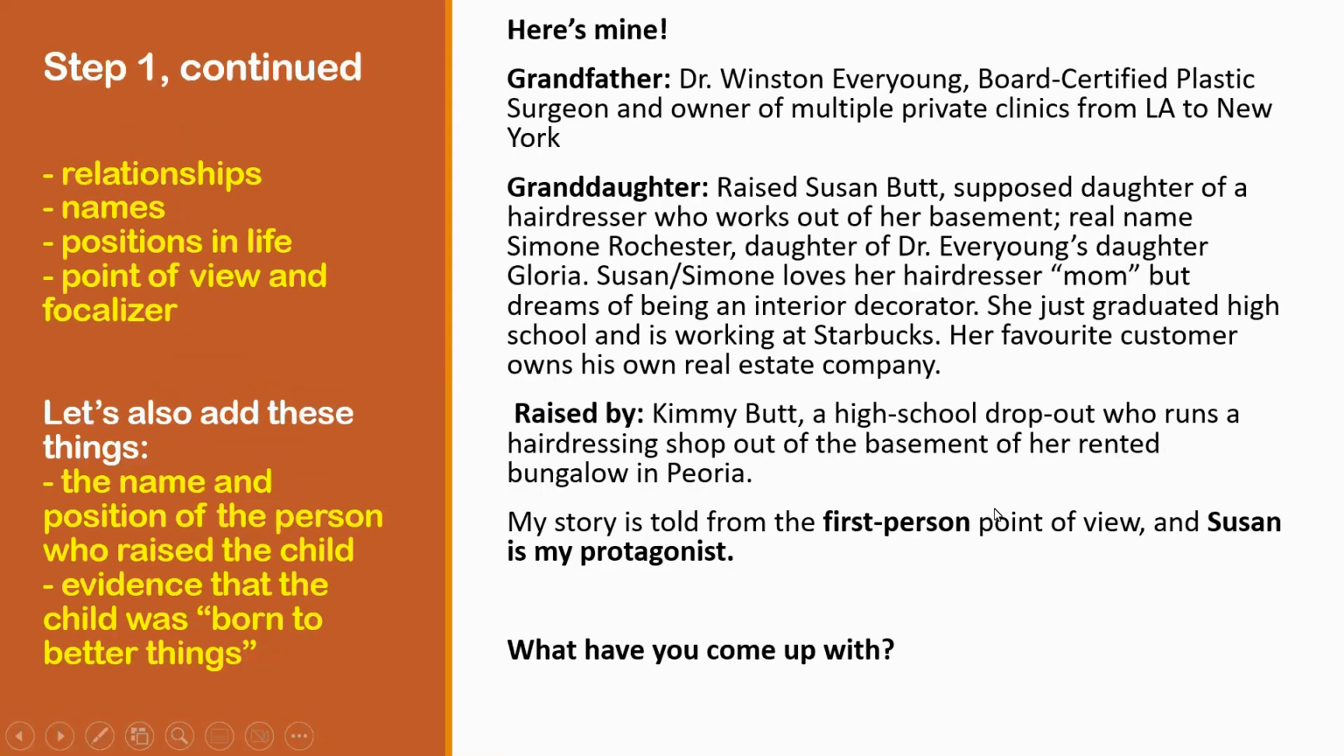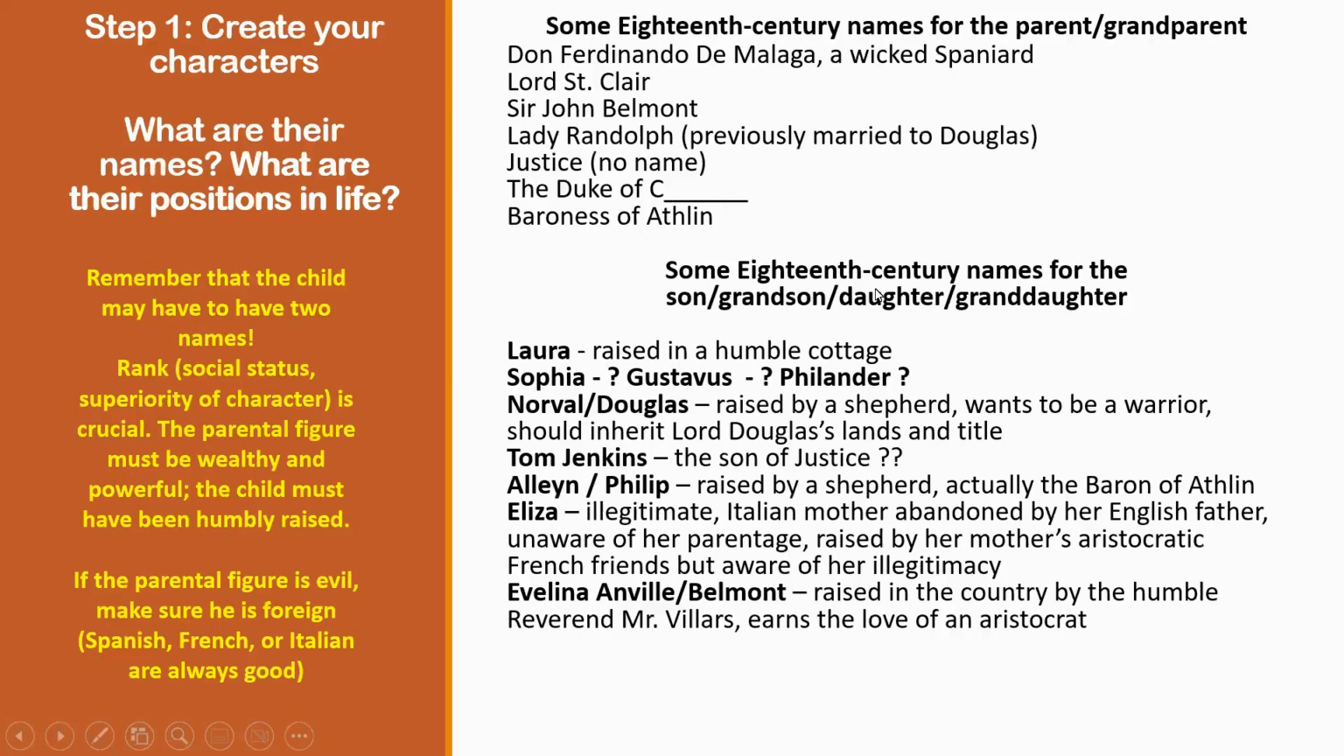So let's continue to develop our characters. We've got your characters' relationships. We've got their names. Now let's think about their positions in life. Okay, we've already decided on the point of view, the focalizer, that's whose eyes we're seeing it through. And evidence that the child was, quote unquote, born to better things. So I've given you mine.